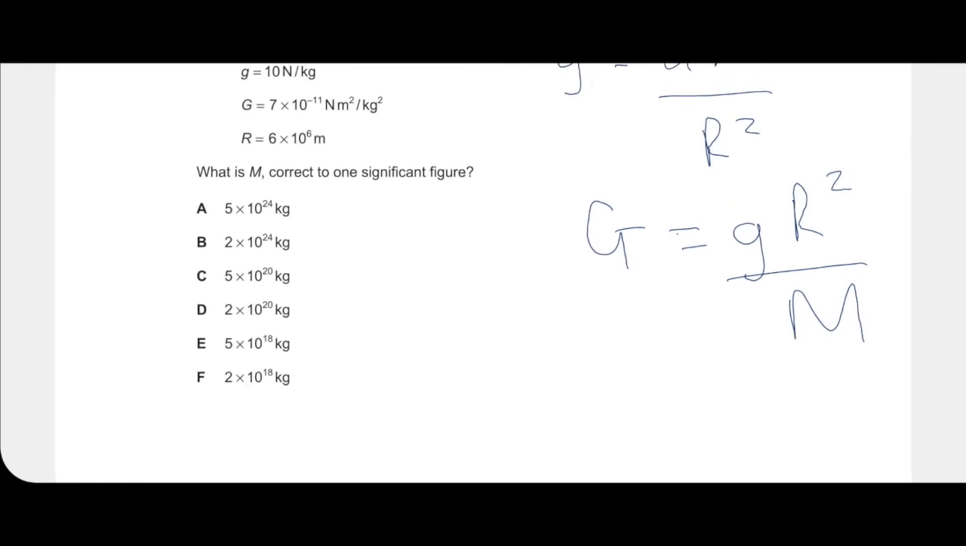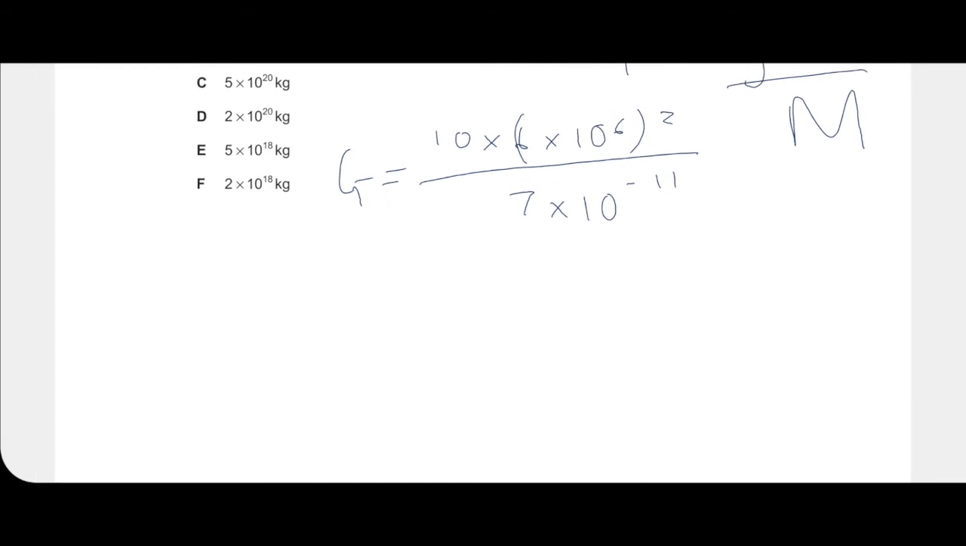So, M equals 10 times (6 times 10 to the power of 6) all squared, over 7 times 10 to the minus 11. Okay, so what am I going to do? I'm first going to try and simplify the denominator and numerator as much as possible. So let's start with the numerator. I'm going to keep everything in standard form for as long as possible. So 10 times 3.6 times 10 to the 13.